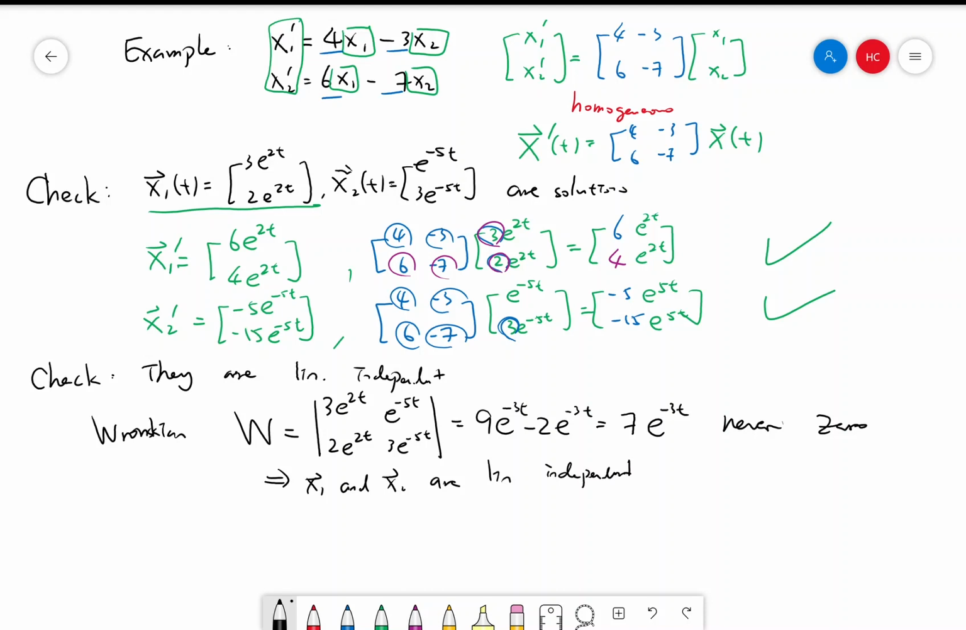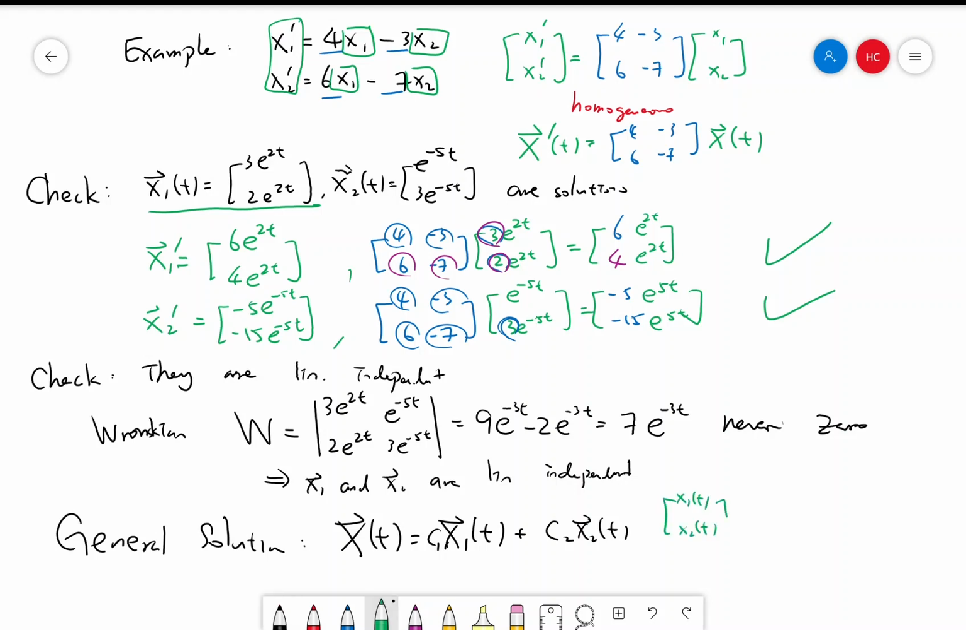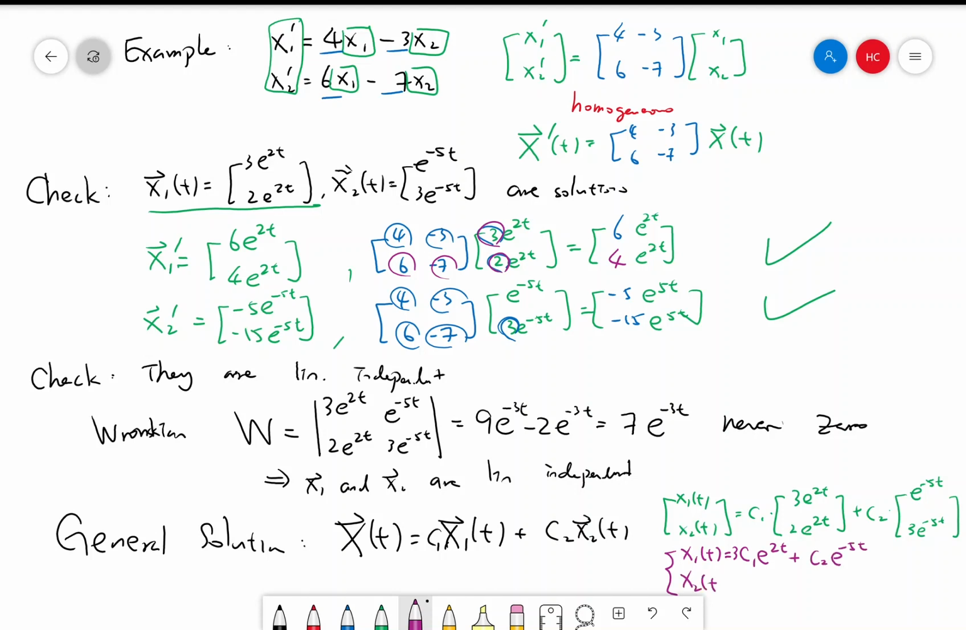Okay, so this is a system of two equations. We have two linearly independent solutions. So the general solution is of the form x of t equals x1 of t times c1 plus x2 of t times c2. If you don't like the vector form, we can translate it into x1, x2, these are functions, equal to c1 times 3e to the 2t, 2e to the 2t, plus c2 times e to the negative 5t, 3e to the negative 5t. Or you can write it in terms of two individual solutions. So the solution for x1 is x1 equals 3c1 e to the 2t plus c2 e to the negative 5t. And x2 is 2c1 e to the 2t plus 3c2 e to the negative 5t.